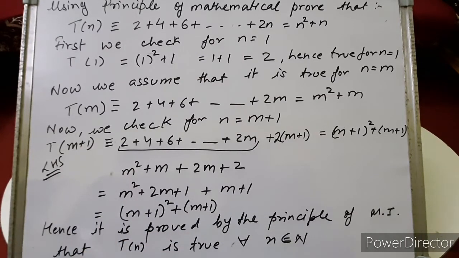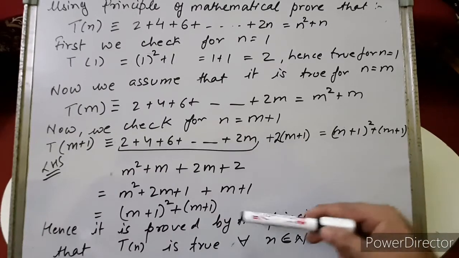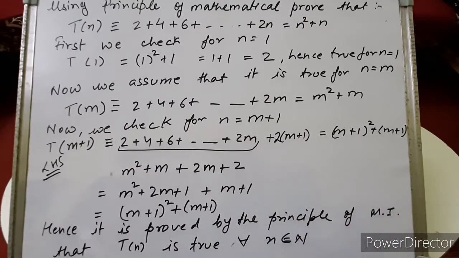Now you can see that we have proved the left hand side is equal to the right hand side. We got the right hand side here. So now we'll write the statement. Hence it is proved by the principle of mathematical induction that Tn is true for all n belonging to natural numbers. Right, children? Note down, please.